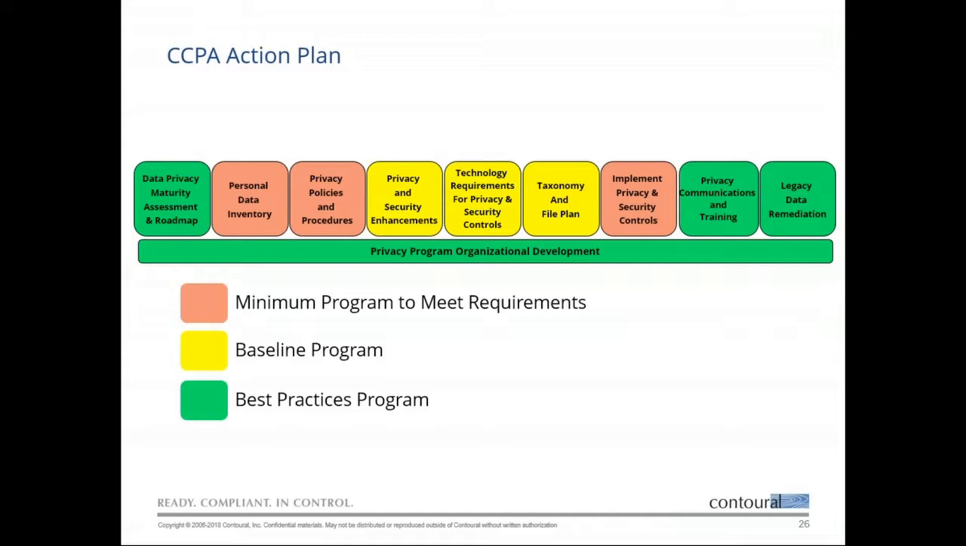And again, at the bottom, we've got privacy program organizational development. Again, if there's nobody to run it, if there's nobody to oversee it, then it makes compliance with that much more difficult. So we would argue that all of these steps are great steps to have. The ones that we wanted to try and at least let you know are what you absolutely need to have if you're looking to get to compliance sooner rather than later with the California Consumer Privacy Act.